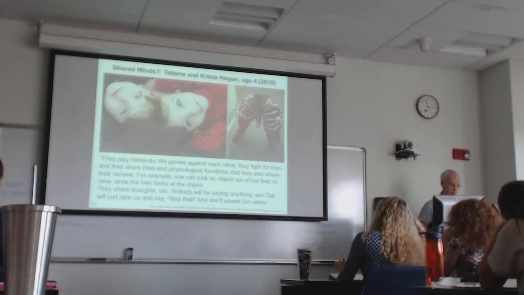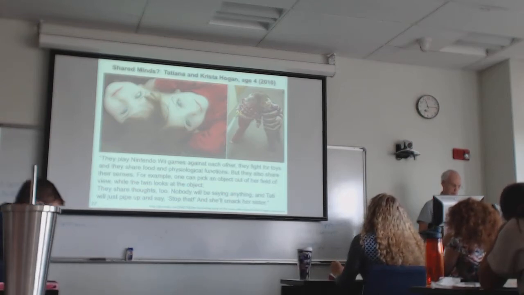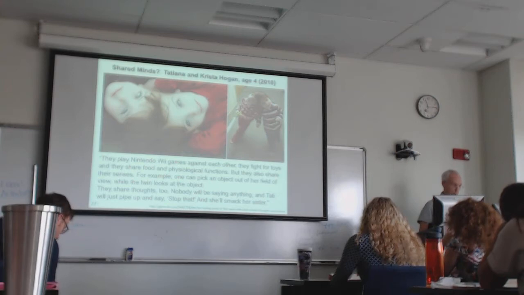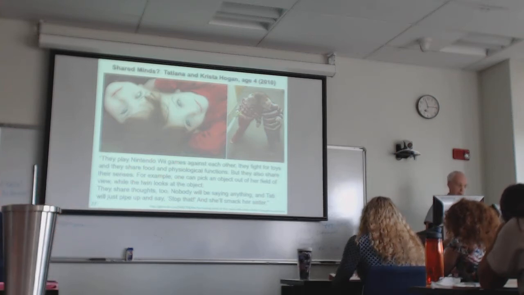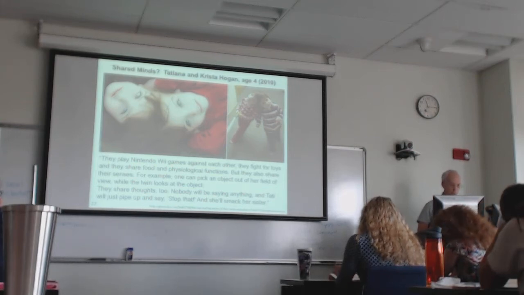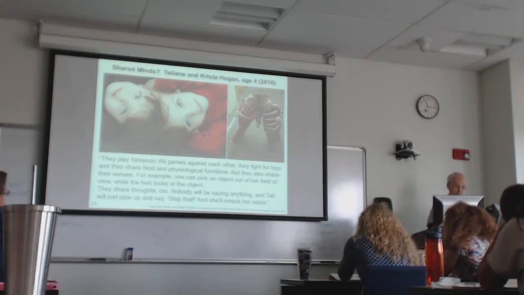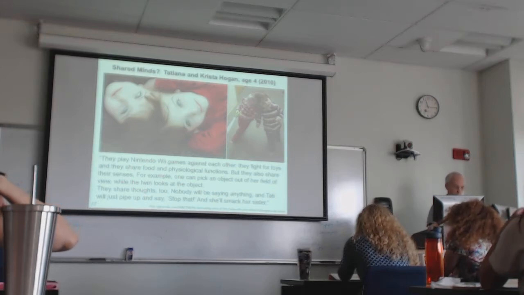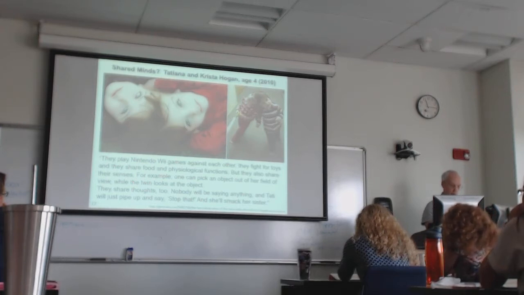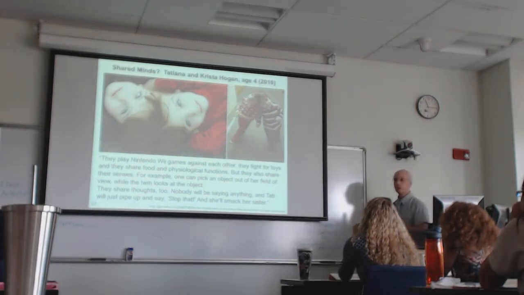And this is just something to think about, that you're thinking about the nature of our mortality. This is a little snippet about Tatiana and Krista, and you can see they basically share one brain. And so they share their sensorium. For example, one can pick up an object out of her field of view while the other one looks at the object. They share thoughts. There will be no speech, no communication, but one will just pipe up and say, "Stop that," and she'll smack her sister because she heard the thought.